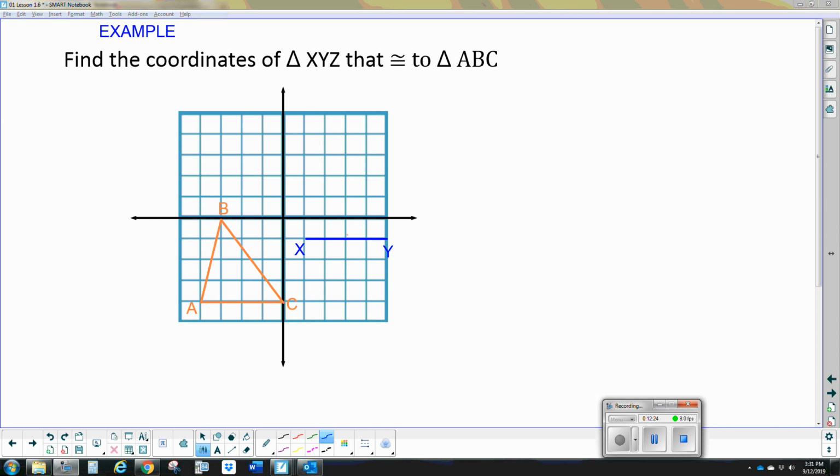Okay, so remember when we talk about congruence with polygons, the coordinates or the vertices and the sides have to match up. So if we're talking about an angle in this triangle congruent to X, we're talking about angle A. Okay, so it has to be at the same angle. Angle X has to be the same as angle A. Angle Y has to be the same as angle B. And angle Z has to be the same as angle C.